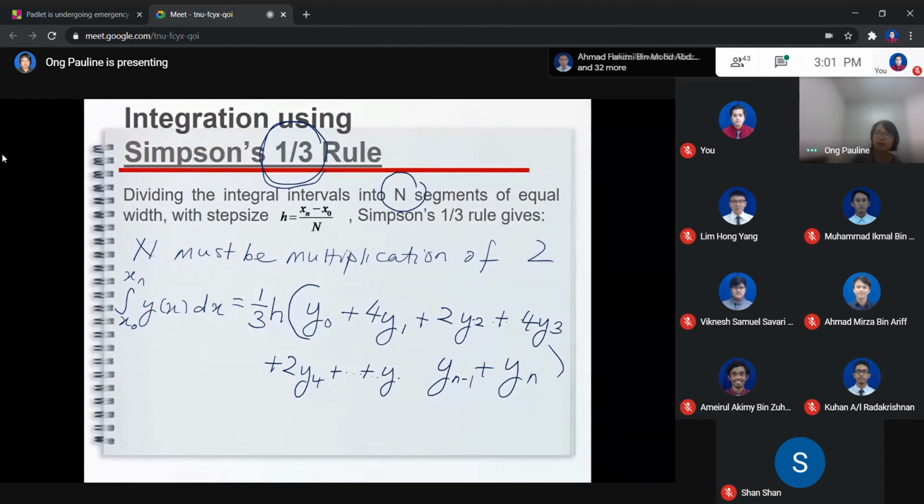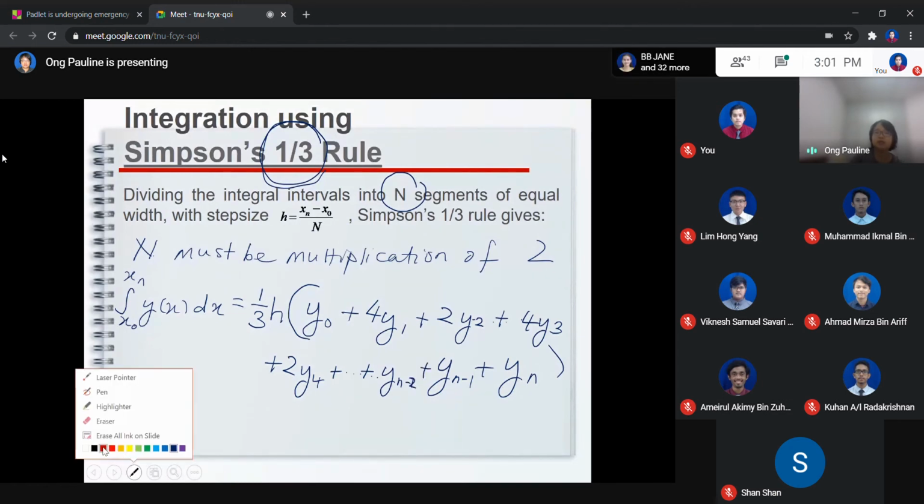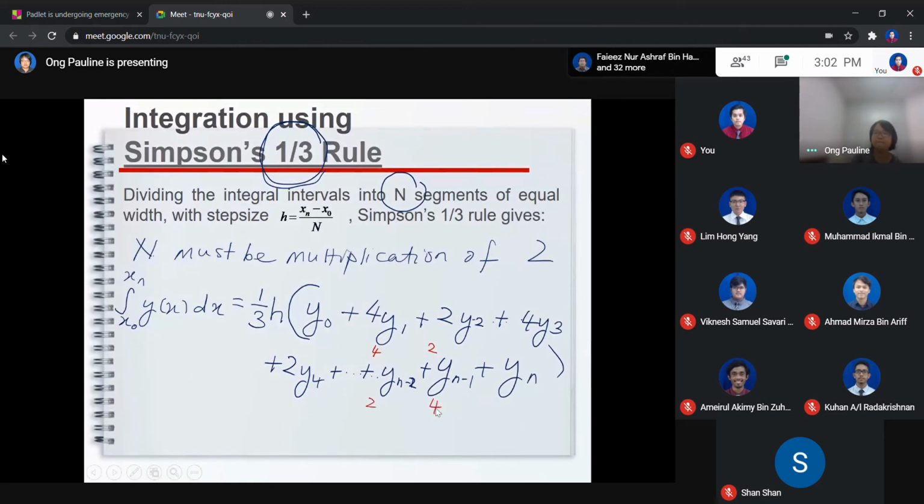Okay, yn minus 2. So my question is, we have 4, 2, 4, 2, 4, 2. So until here, so this shall be 4, 2, or this shall be 2, 4. All right. So the answer to this should be 2, 4.